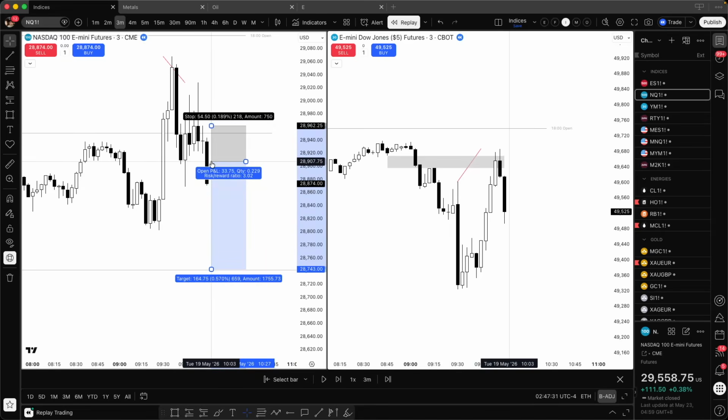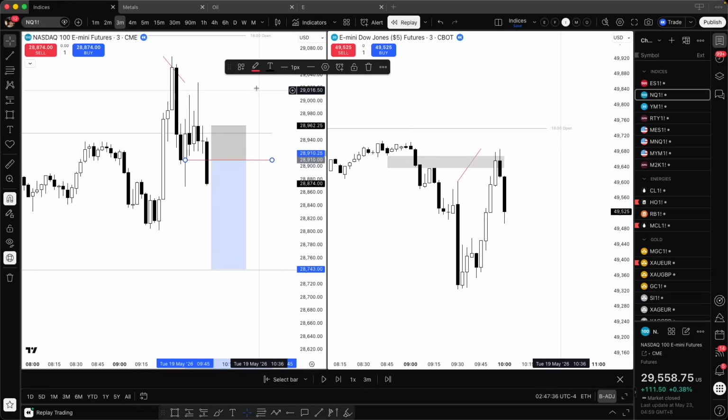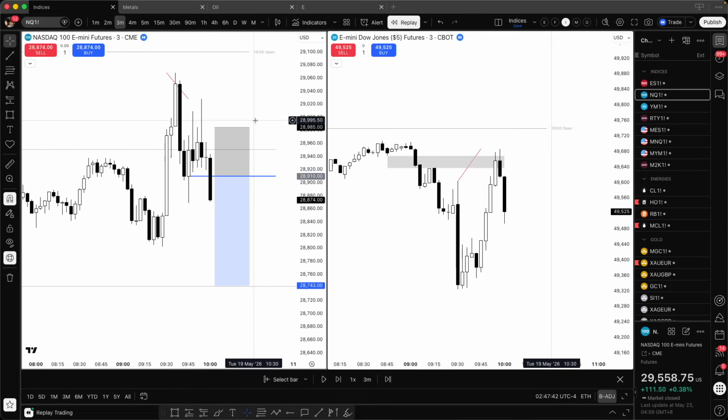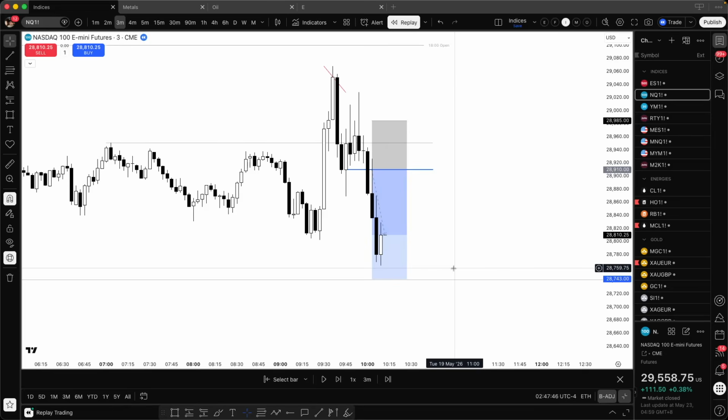So I refined my entry. I was taking the retest of this order block right here, and I just had my stop somewhere above EQ, and I was waiting for a retest. As you can see here, very, very textbook, very clean trade. That is my last example for the decoupled markets.